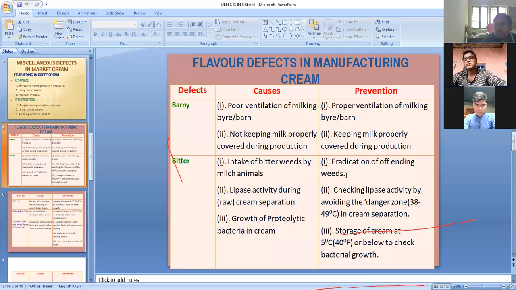I have already told you different categories of bacteria: mesophilic, thermophilic, thermoduric, and psychrotrophic. So these four categories of bacteria are classified on the basis of temperature. So to avoid the bitter defect in the cream, you must keep your cream at a very low temperature, so that we can actually check the growth of the bacteria in the cream.